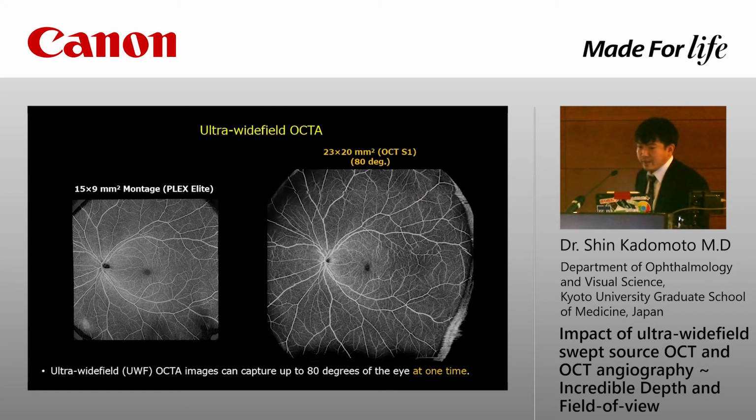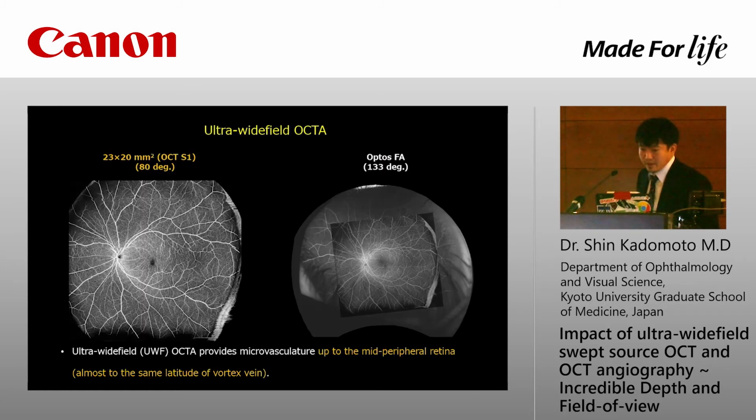OCT-S1 can take 80 degrees ultra-wide field OCT angiography. Ultra-widefield OCT angiography images can capture up to 80 degrees of the eye at one time without stitching images. The right image is a fluorescein angiogram, which is superimposed with ultra-widefield OCTA. Ultra-widefield OCTA provides microvasculature up to the mid-peripheral retina, which is almost the same latitude as the vortex vein.